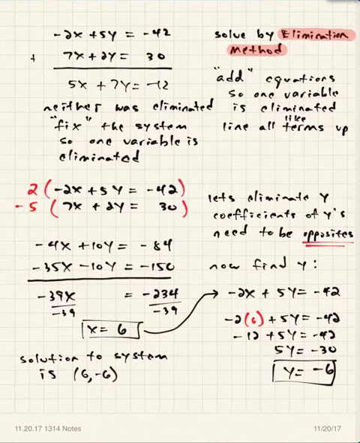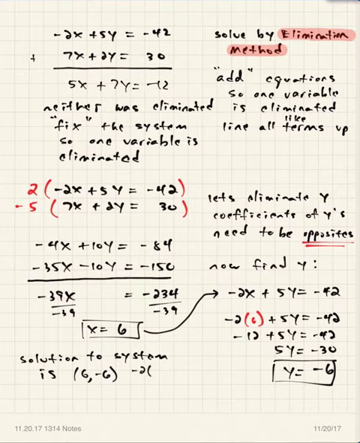If I graph both of those lines up there at the very top, I would see that they crossed at the point 6, negative 6. I could certainly check both of those. Never a bad idea to check these and make sure that they actually make both equations true. And I could quickly do that.